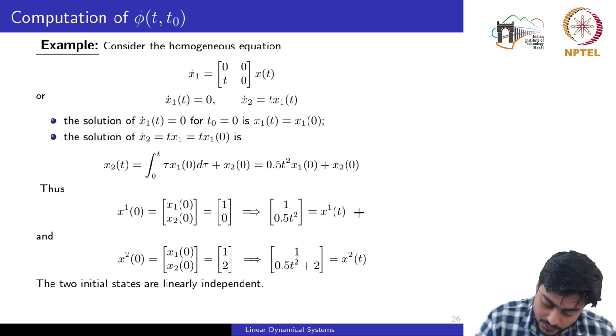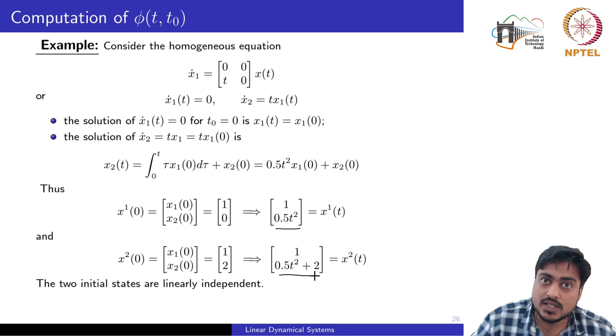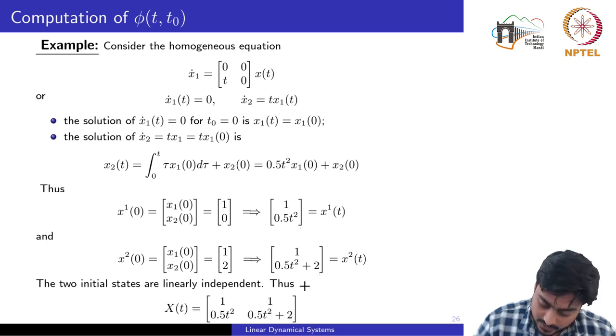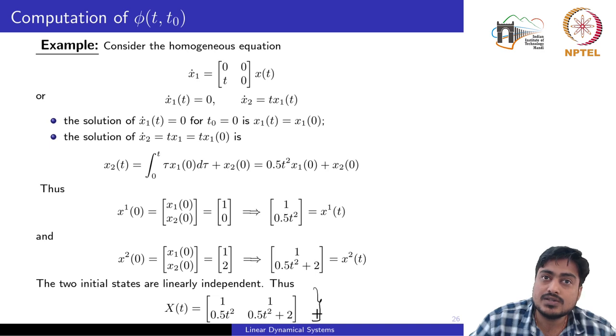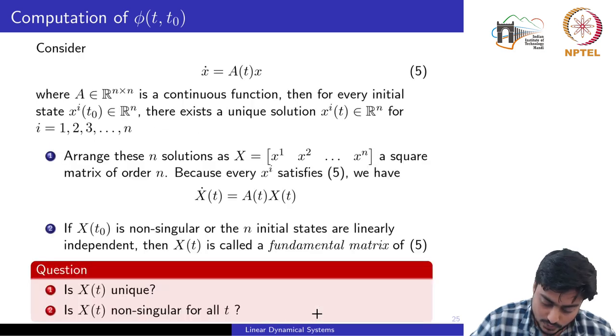So if I compute the solution for these two different initial conditions, we get one solution this and another solution is this one. Now if I club both these solutions into one, that would give me this X of t. This is the fundamental matrix. So this is how you can compute the fundamental matrix. Now to answer these two questions, we can take the first one about the uniqueness. We know that there could be infinitely many initial conditions, and we know for every initial condition there would be a unique solution. So X of t is basically not unique.